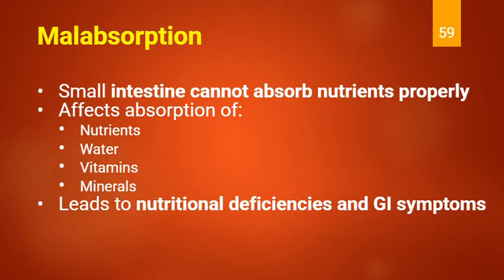Malabsorption refers to a group of conditions in which the small intestine cannot properly absorb nutrients, water, vitamins, or minerals from food. Under normal circumstances, digestion breaks food down into small molecules that pass through the lining of the small intestine and enter the bloodstream. In malabsorption disorders, something interferes with this process. As a result, the body cannot obtain enough energy, protein, vitamins, and minerals needed for normal health. Over time, this can lead to nutritional deficiencies, gastrointestinal symptoms, and weight loss.